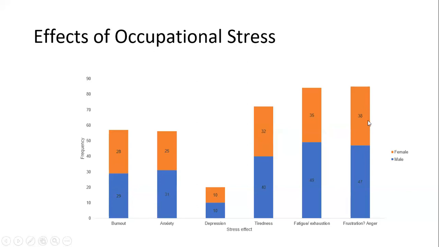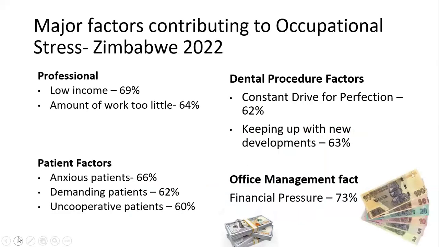The common effects include frustration and anger, fatigue and exhaustion, tiredness. Quite a number reported they were depressed, anxiety, burnout. All of those are common effects of occupational stress, which our colleagues reported. In terms of the major factors that the respondents ascribed the stress to, professionally, the biggest was low income, and a lot of work or too little work. I think many of us can identify with these issues.